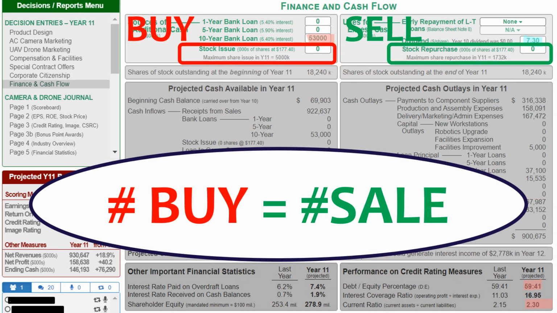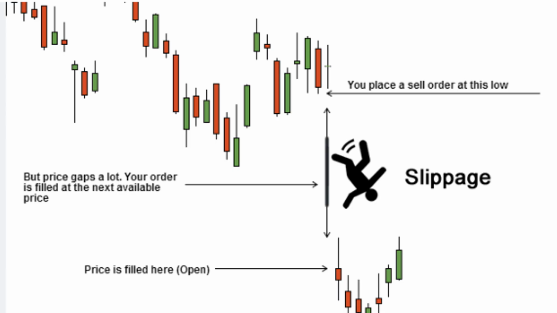Number two, watch out for board of directors share sale and repurchase limits. They're found in the fine print below the stock issue and repurchase decision boxes. They are not equal. Don't sell more shares in the first year than your board of directors will allow you to buy in the next year.